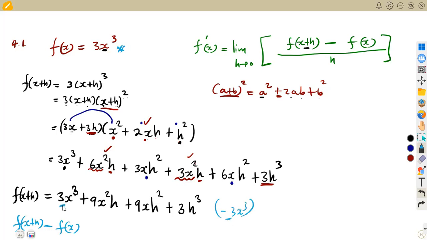So if we subtract here 3x to the exponent of 3, what does it mean? It means 3x to the exponent of 3 minus 3x to the exponent of 3. This will cancel. So we are going to remain with this part, all right? So you can simply calculate this aside, it's fine. So at the end, we subtracted this part and this part, and we're going to have 9x squared h plus 9x h squared plus 3h to the exponent of 3.